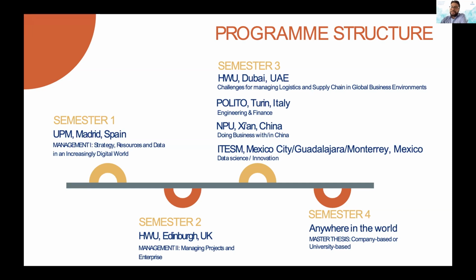And then students choose a specialization. If they want to study things related to supply chains, they go to Dubai; for engineering and finance, they go to Torino in Italy; for doing business with China and some operations management, to NPU; and finally, for things related to data science and innovation, they go to Monterrey Tech. In the last semester, students decide to do an internship, or to conduct their company-based master thesis, or directly work in one of the university projects, a bit more of a research-oriented master, and this could be done anywhere in the world.